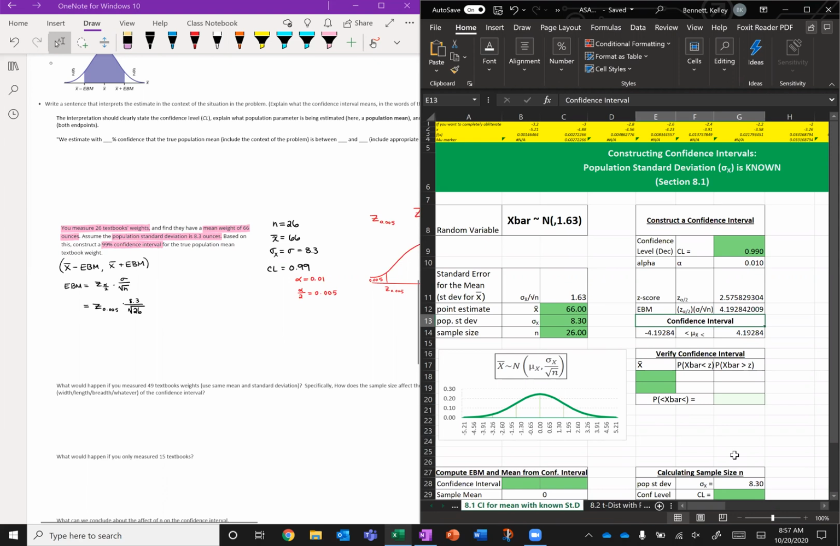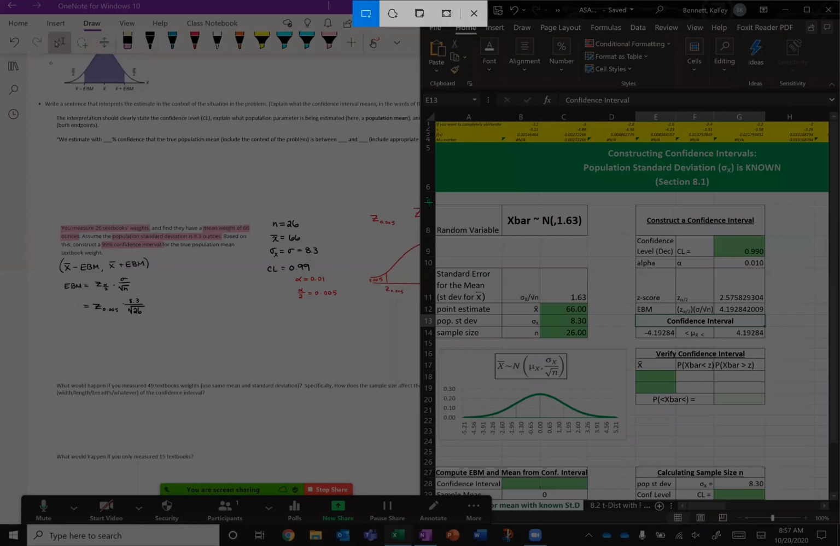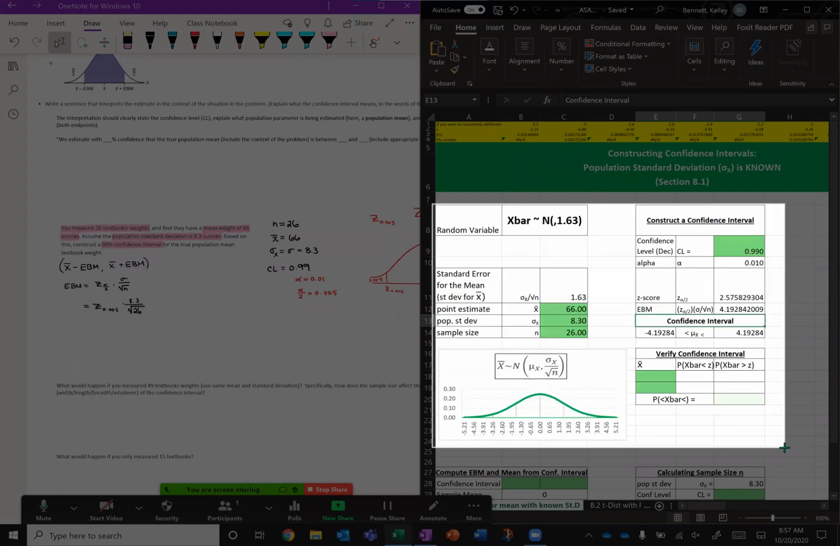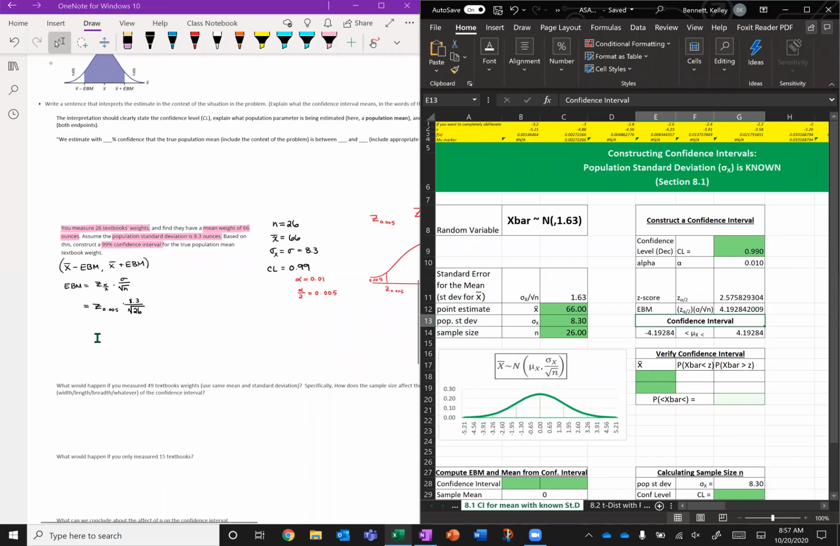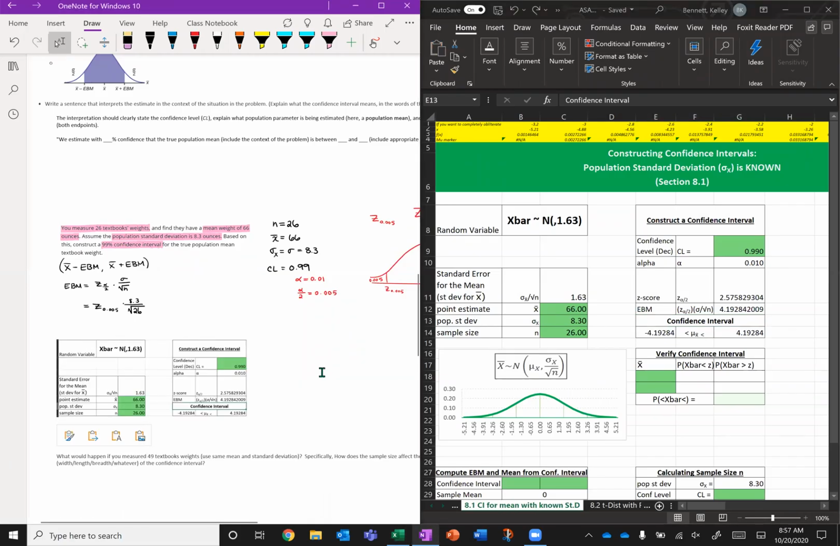So what I would do if I was, let's say, turning in work, I would probably just take a snapshot of this. Not that the graph is important. Actually, I could just do this. And there, so now you have your confidence interval.